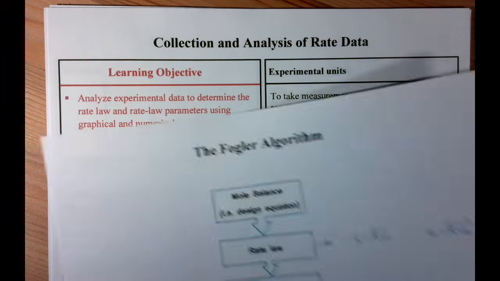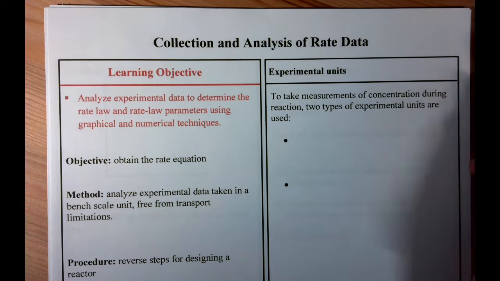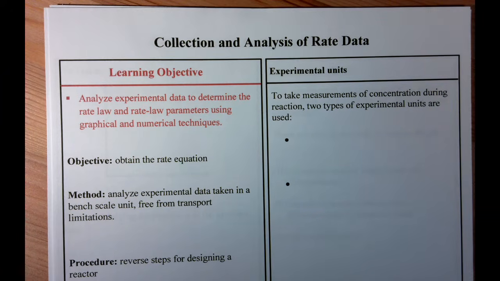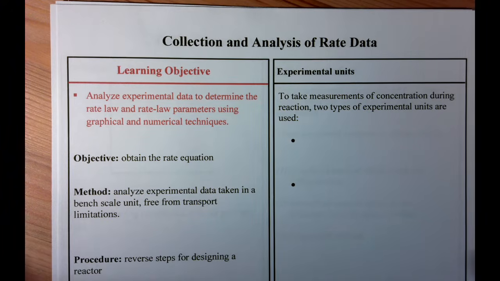So what we're seeing in this chapter is how, using experimental data, we can come up with the expression that we would use in the rate law. There's just one learning objective here, which is to know how to analyze experimental data to determine the rate law and rate law parameters using graphical and numerical techniques.